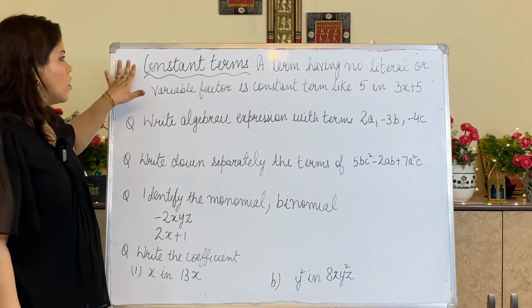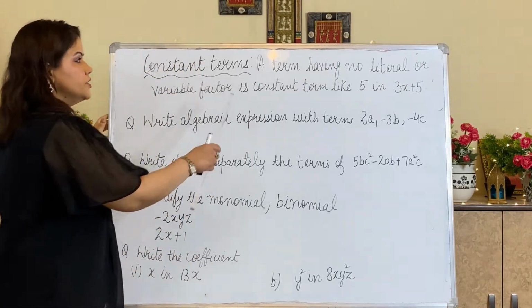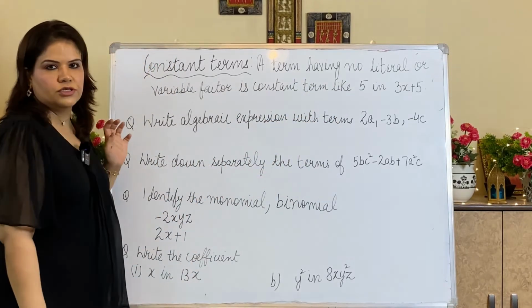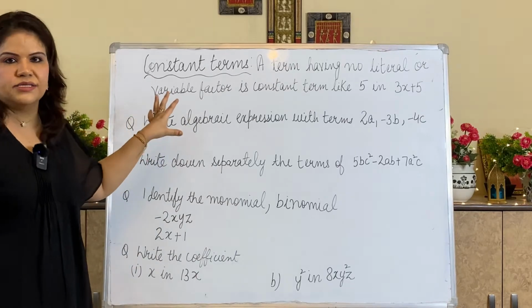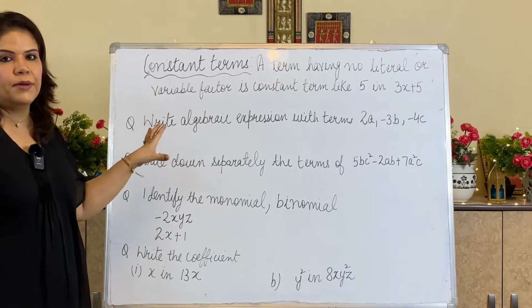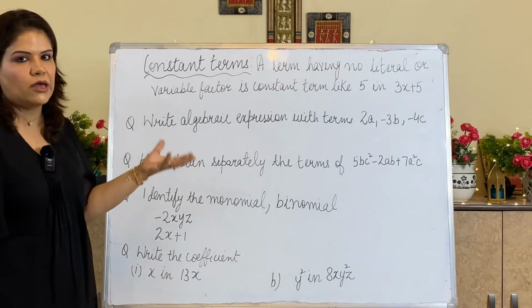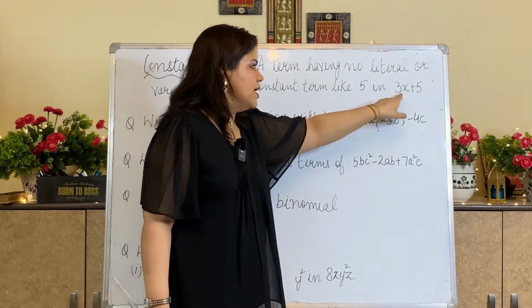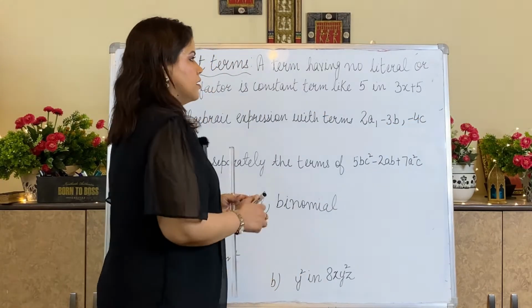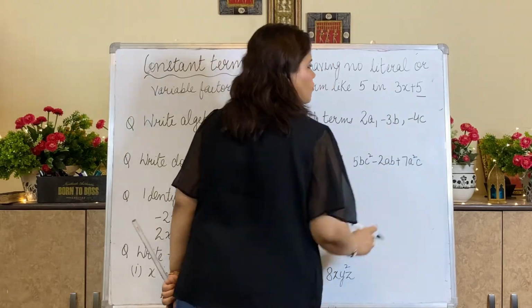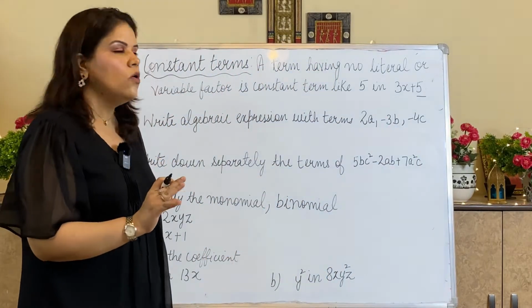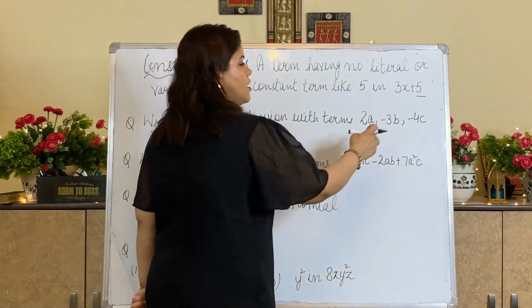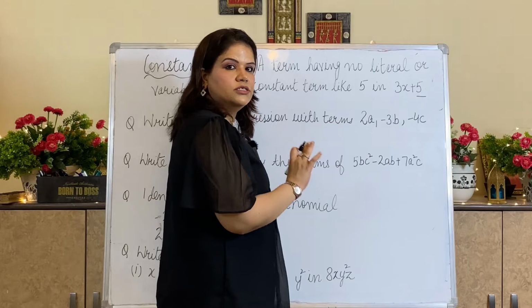I am taking constant term. A term having no literal or variable factor. That means only a number is there. It has no variable attached to it which is multiplying with it. It's a constant term. Like in this 3x plus 5, we have 5 which has no literal or variable factor. That is why 5 is a constant term.